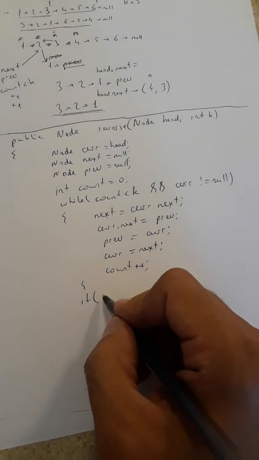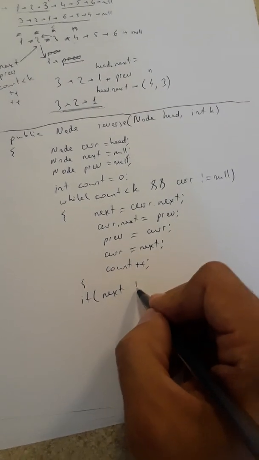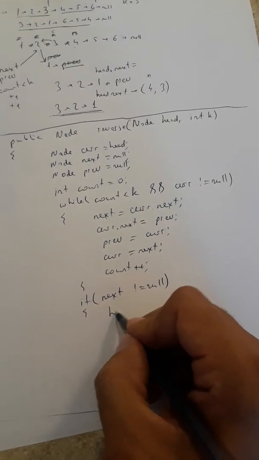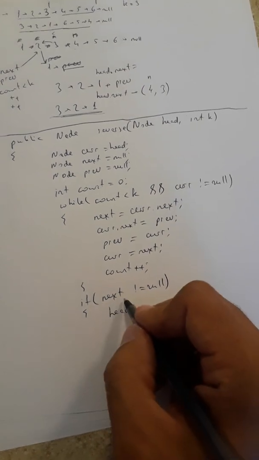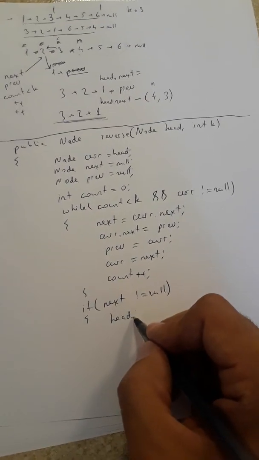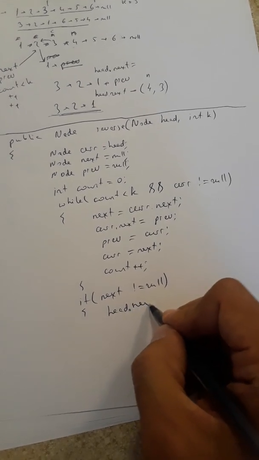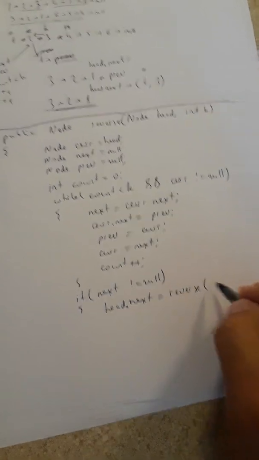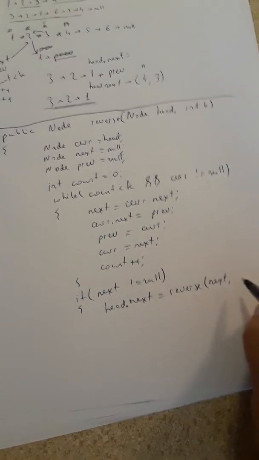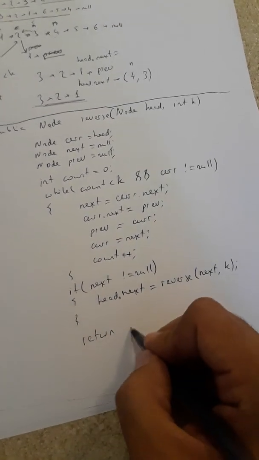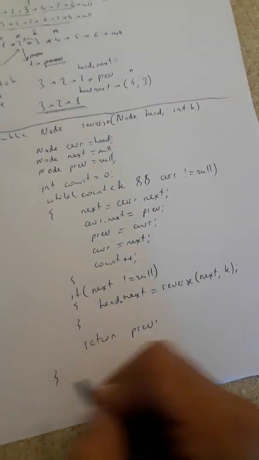And if next is not equal to null, in this case we will use it as the head to pass to our function recursively, where we will connect with the rest, and then at the end we'll just return previous, which will be the new head of our linked list.